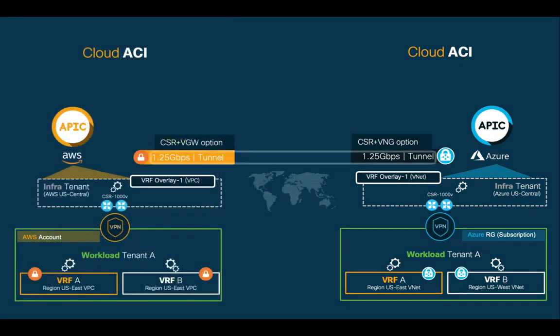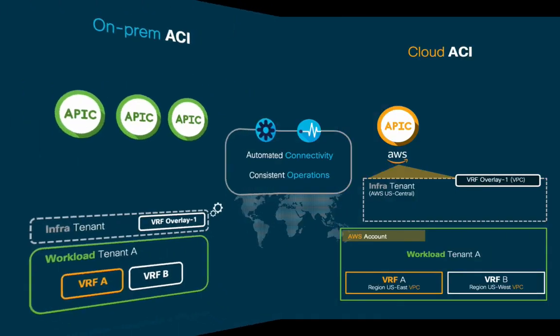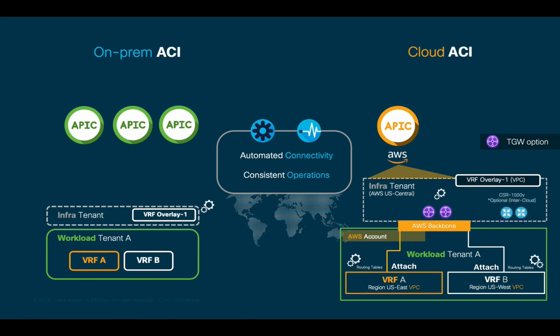Now, since there are bandwidth limitations per tunnel for both BGWs and VNG implementations, we may want to use Transit Gateway on AWS or VNet peering if using Azure. In the case of AWS, for example, Cloud APIC would automatically deploy the Transit Gateways on the Infra tenant and configure each workload tenant VPC attachment with its corresponding routing entries on each VPC routing table. Again, no manual configurations would be needed.